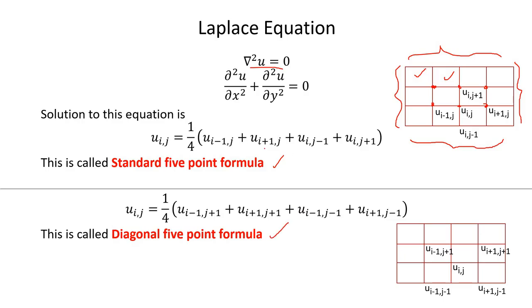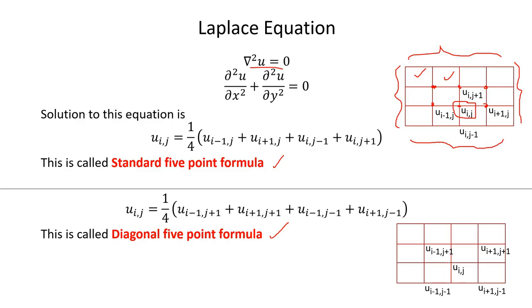The standard 5-point formula is given here. We are going to determine the value of the midsection u_ij. We use the standard 5-point formula, that is, u_ij equals 1 by 4 of u_i-1,j plus u_i+1,j plus u_i,j+1 plus u_i,j-1. So the average will give you the value for u_ij. It is the standard 5-point formula.